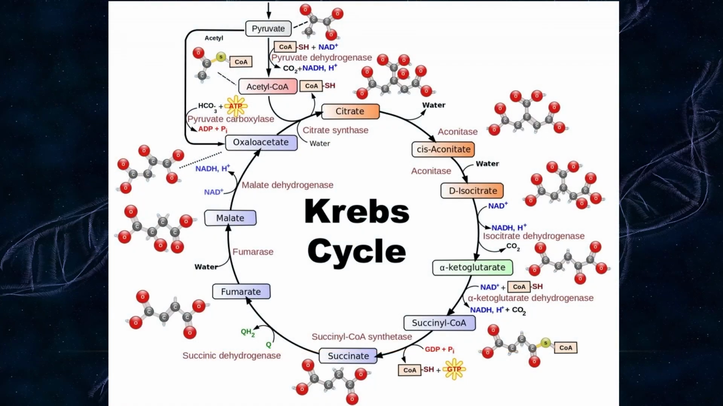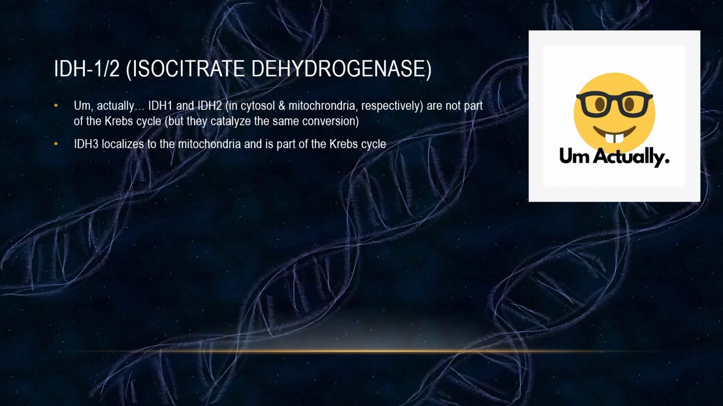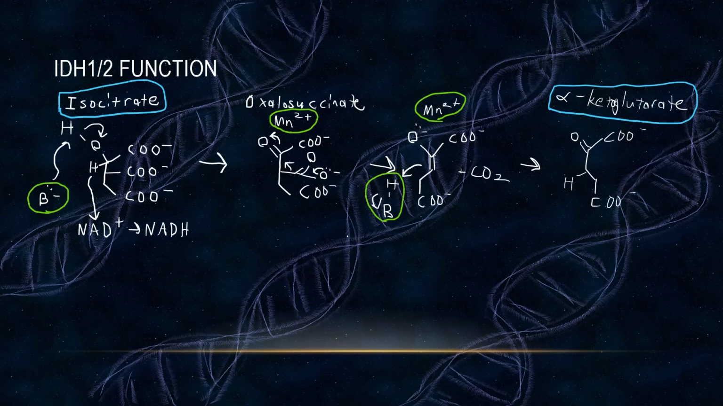So isocitrate dehydrogenase is part of the Krebs cycle over here. Well, technically IDH1 and 2 that we talk about, which are in the cytosol and mitochondria, are not really part of the Krebs cycle. They do the same conversion that's done there, but they don't technically do the Krebs cycle part of it for energy production. IDH3 is the one that localizes to the mitochondria, so it's not on the mitochondrial genome either, but that one's part of the Krebs cycle. So just a little technicality.